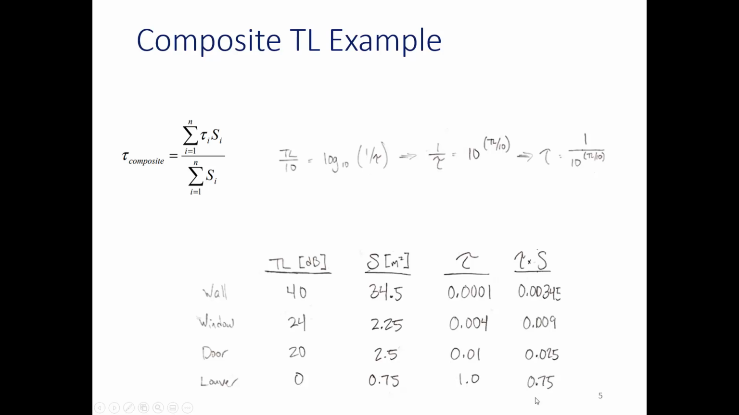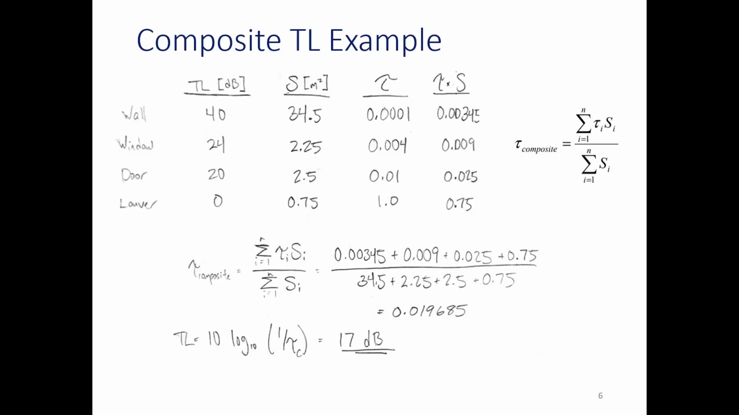That louver is allowing all energy through. All energy that's going through that area. You'll see that that's the weak link in this, and it really dictates the overall transmission loss. But so we have that table that we generated. Now we just have to plug it back into this equation.